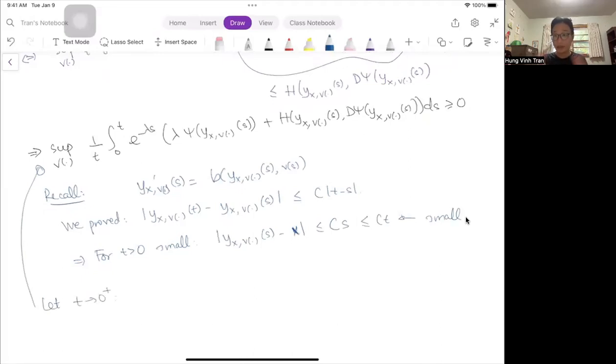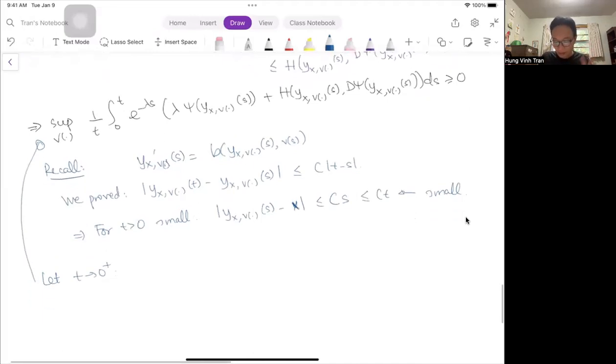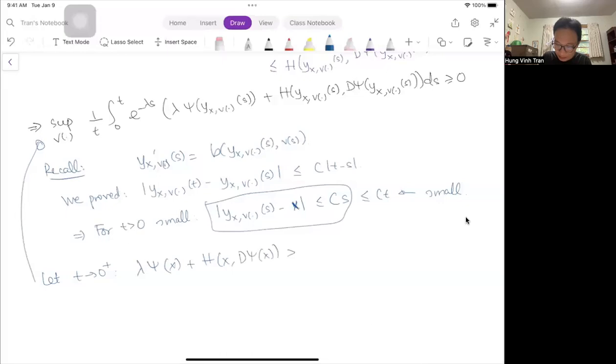It doesn't matter for whatever control, because again, all controls are in a compact set. This is key. All the values of the control are in the compact set, so you always have this bound. Hence, when you let t go to 0, you have the average out, just a basic mean value theorem. You have lambda u evaluated at y_x(0), which is x, plus H(x, Du) is greater than or equal to 0. Okay, so we are done.